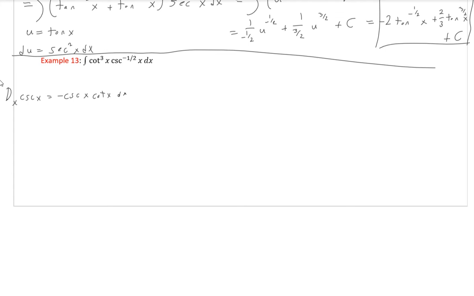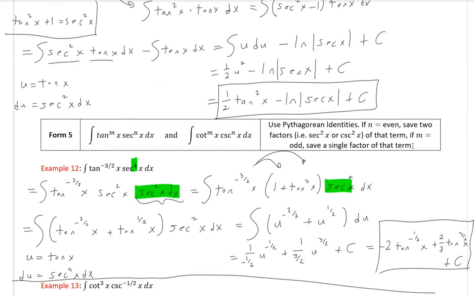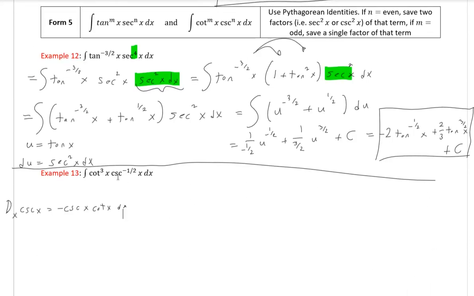And the reason why we're about to use it is because we're going to save both terms. Notice that at the top, I said if m is odd, you're going to save a single factor of that term, but you're also going to save a single factor of the other. So you're going to save a single factor of both cotangent and cosecant.